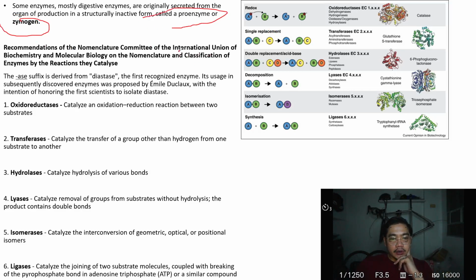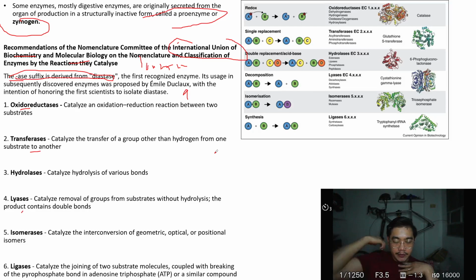We have different types of nomenclature of our enzymes based on their action, according to the International Union of Biochemistry and Molecular Biology. The old name was IUPAC, the International Union of Pure and Applied Chemistry. We have different naming. The -ase suffix is derived from diastase, which is used to make bread rise, the first enzyme to be discovered, by Emile Duclaux. I don't know if that's the proper way to pronounce the name.